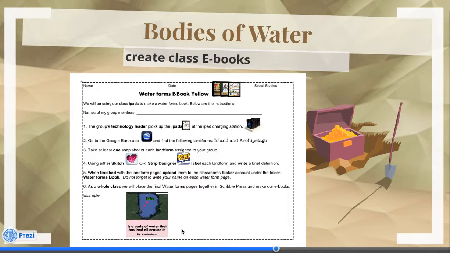And so at the end of that, I would have the students upload it there and have the class all share their e-pages together by showing them on the smartboard. Then, using Scribble Press, we would, as a class, make an ebook, and this would be a type of ebook that could be shared.